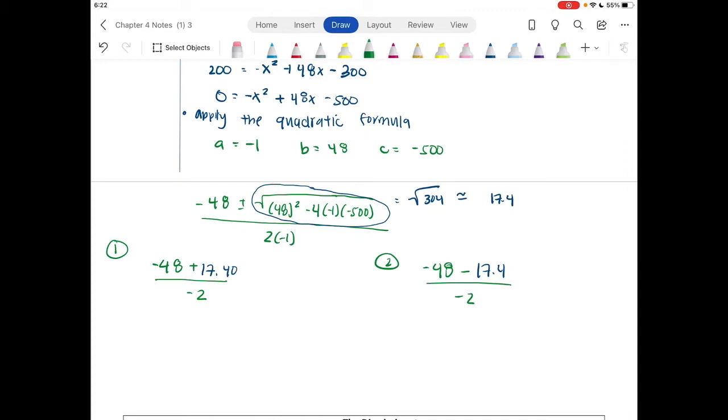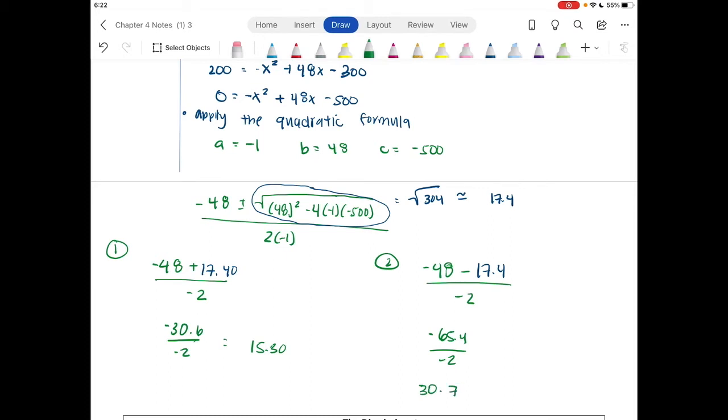On the first one, we'll add that. We'll get -30.6 divided by -2, which is 15.3. On the second one, we get -65.4 divided by -2, which is 30.7.